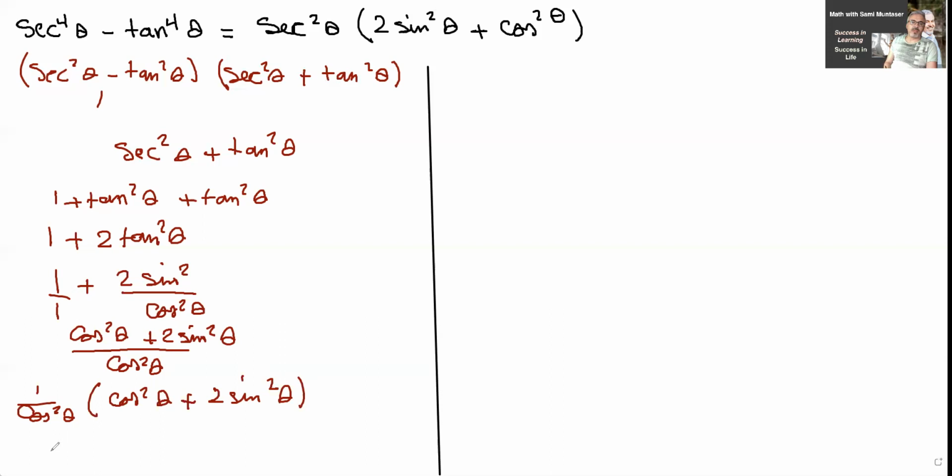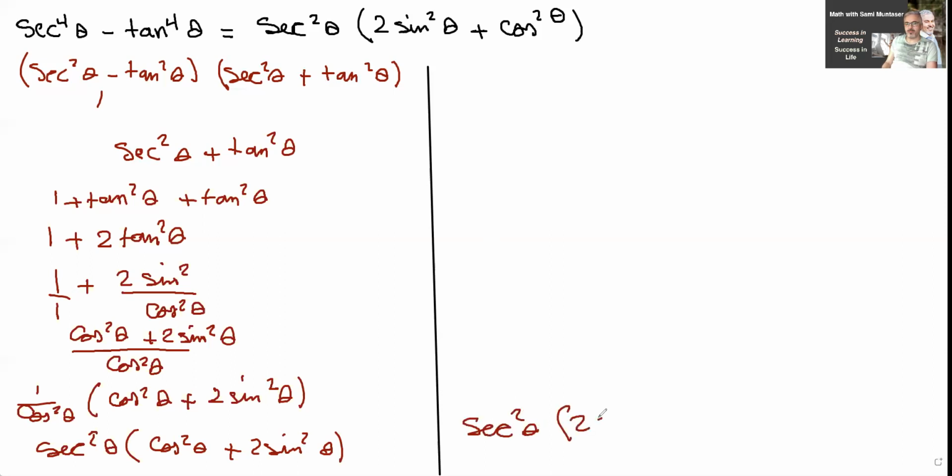Now 1 over cos squared theta is just secant squared theta. And then we still have the cos squared theta plus 2 sine squared theta inside the bracket. And basically that's what that is. That's the same as secant squared theta times 2 sine squared theta plus cos squared theta. This is the same thing, even though it's written backwards. And that's what we needed to prove.